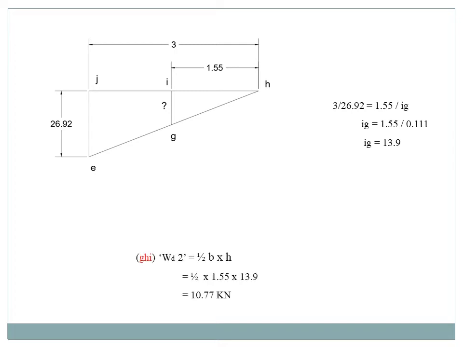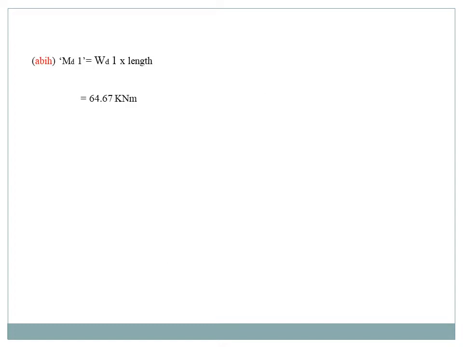Now GHI is a triangular portion, so we know the triangular formula. WD2 is equal to 1 by 2 B into H. B is 1.55 and H is the IG value, which is 13.9. So we got 10.77 kilonewton. Then next, ABIH.